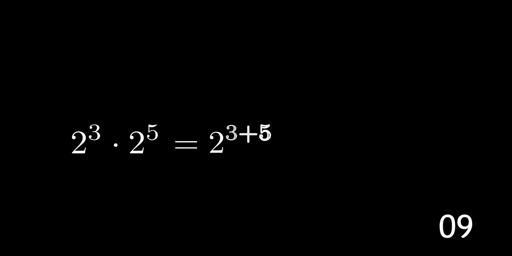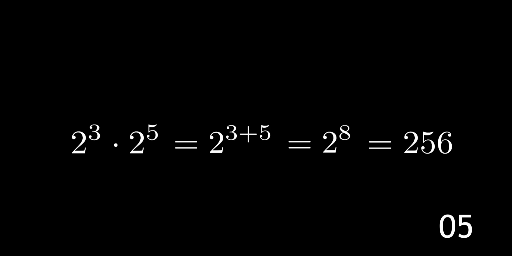This looks like a rule you have to memorize. 2 to the third times 2 to the fifth. But nothing here is arbitrary. This follows directly from what a power means.